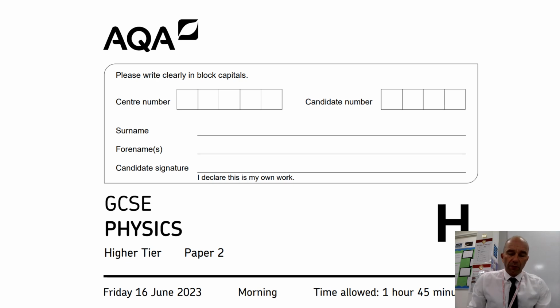Welcome to the run-through of the 2023 GCSE Physics Paper 2, and this is the higher tier that we're looking at today.